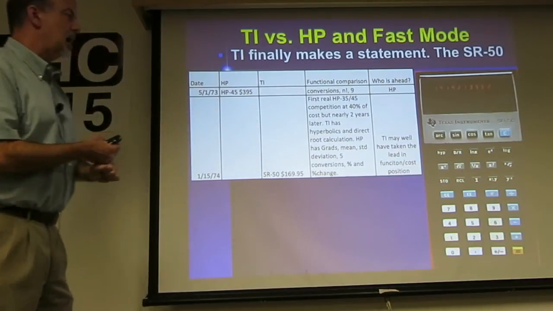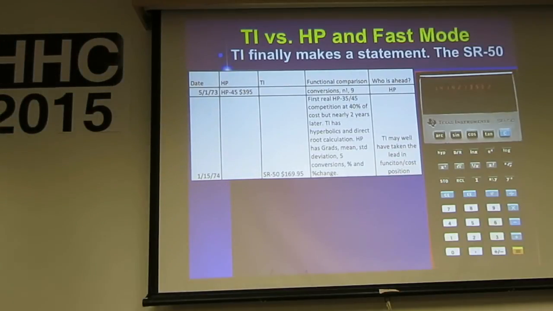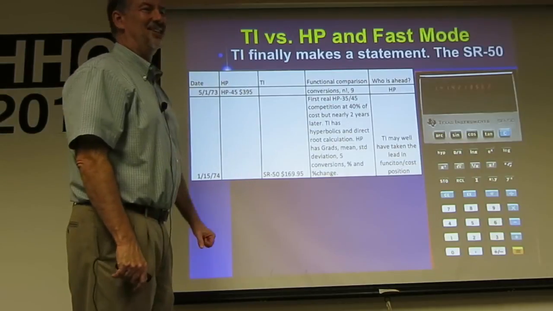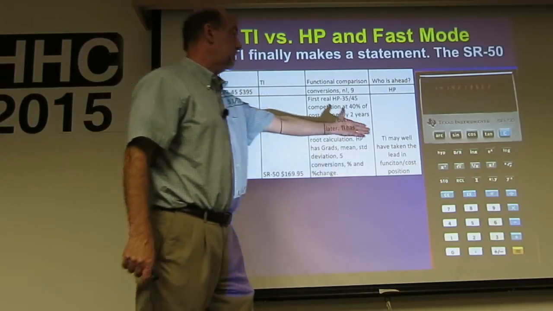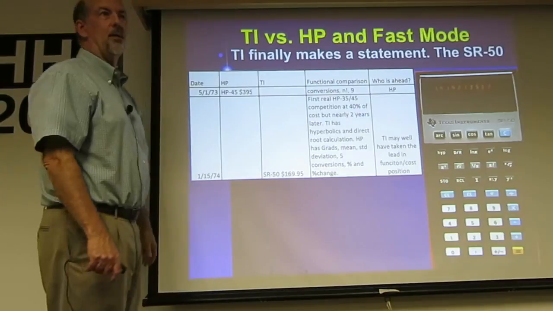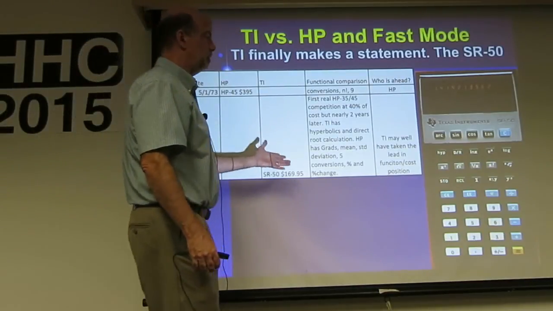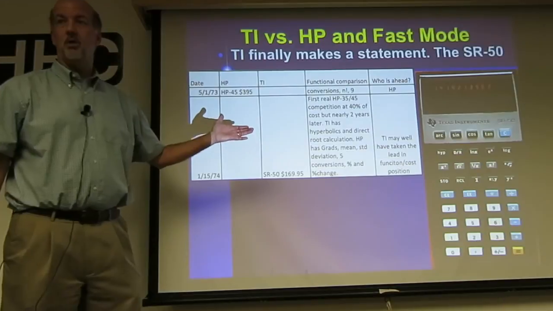But it has hyperbolics, it has a direct root calculation. I know you can take reciprocal y to the x, but that was the selling point they would have. You don't have to do that. It's got this hyperbolic key. It had grads, of course. That was very useful for everyone. Mean, standard deviation, 5 conversions, and some percents. It also had factorial on it as well.